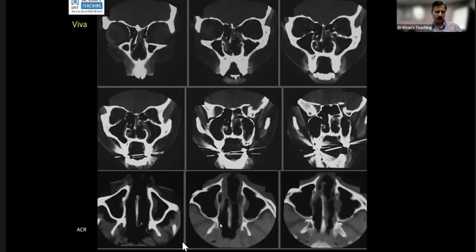So, candidate 2, this is your last case. Now, look at this old case from the American College of Radiology. Just concentrate on the nasal cavity, and look at these axials. What are your findings, and what is your diagnosis?